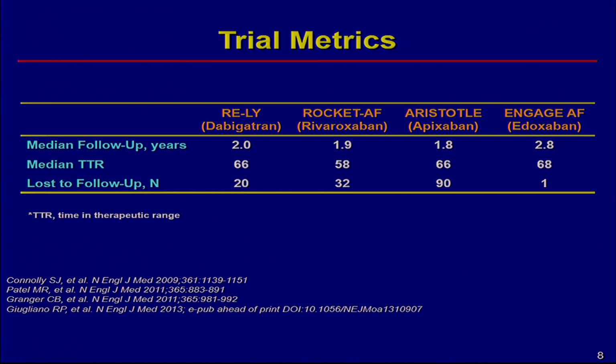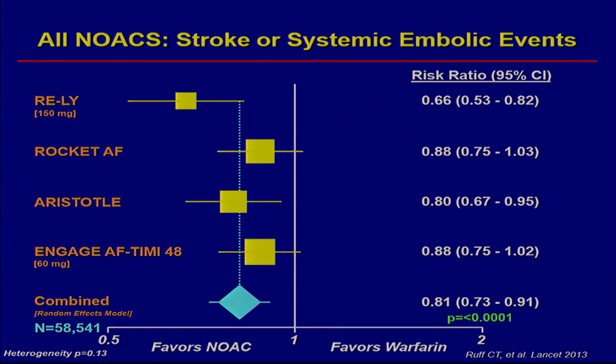Or is that really a surrogate of the population that's being enrolled? And you can see here across the different trials, there was a variation around the time to therapeutic range, but that also is likely reflective of the patient population and the difficulties that people have with warfarin management. The outcomes were largely consistent.